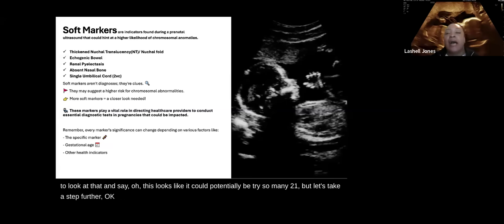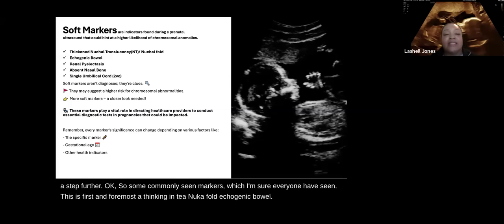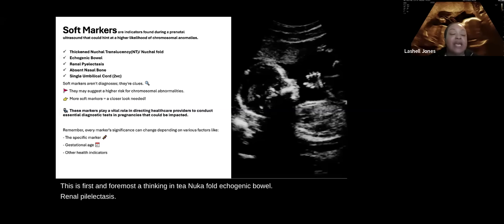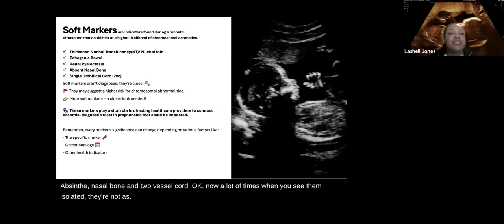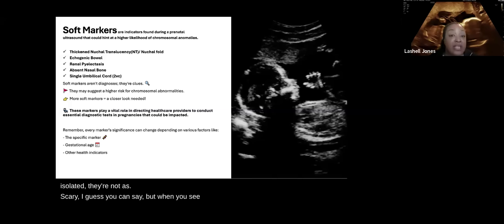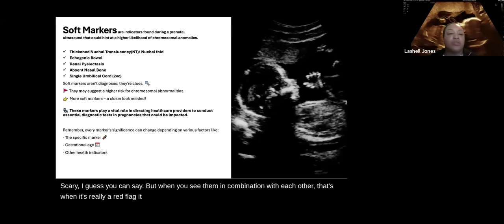Okay. So some commonly seen markers, which I'm sure everyone has seen, are first and foremost a thickened NT, nuchal fold, echogenic bowel, renal pyelectasis, absent nasal bone, and two vessel cord. Now, a lot of times when you see them isolated, they're not as scary, I guess you can say. But when you see them in combination with each other, that's when it's really a red flag. It suggests a higher risk for the chromosomal disorders. And so you want to take a closer look.